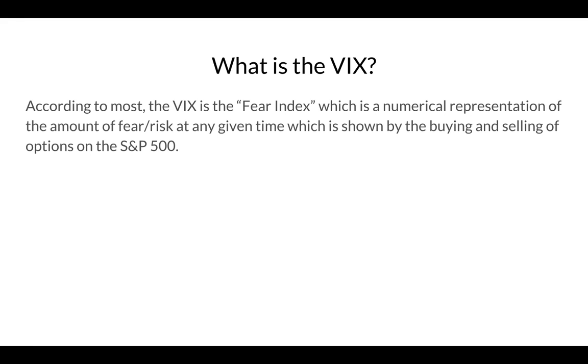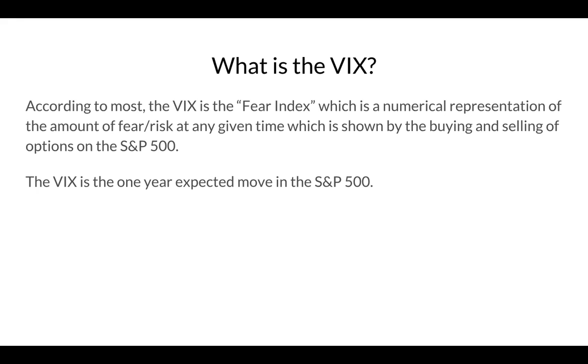According to most, the VIX is the fear index, which is a numerical representation of the amount of fear or risk at any given time, which is shown by the buying and selling of options on the S&P 500. Now, that is the CNBC, the Motley Fool, the Investor's Business Daily definition, which is complete hogwash, because the truth is, and you should know this if you've watched any of my videos, the VIX is the 1 year expected move in the S&P 500.